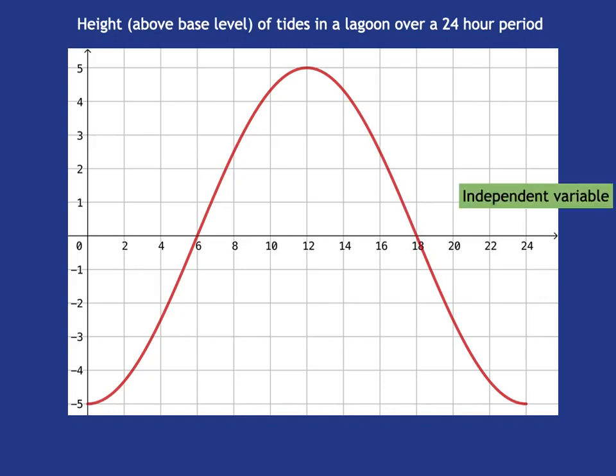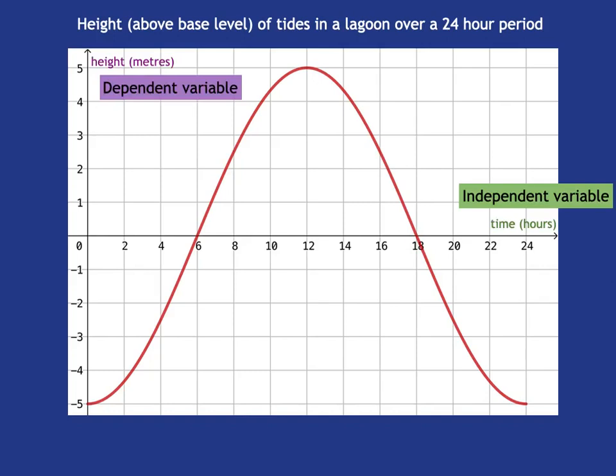We need to decide what our independent variable and what our dependent variable are. Now, I've just said the height depends on the time of the day, and so obviously our independent variable is the time, and our dependent variable will be the height.